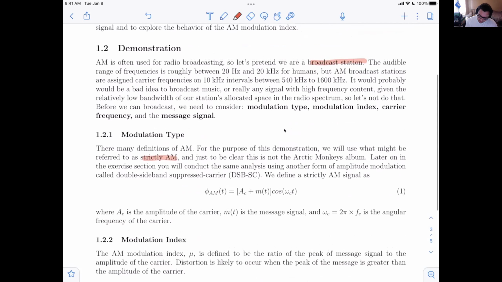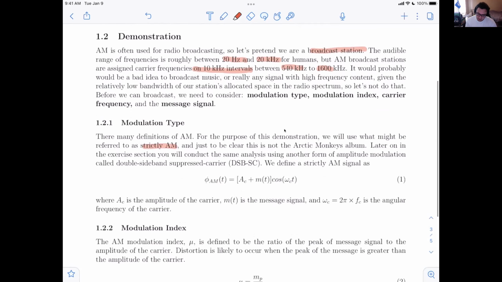And during lecture, we mentioned that the highest range that humans can hear is 20 kilohertz. And the audible range is roughly between 20 Hz and 20 kilohertz. So AM broadcast stations are typically assigned, or are in fact assigned, 10 kilohertz intervals between 540 and 1600 kilohertz. Just kind of for your information.